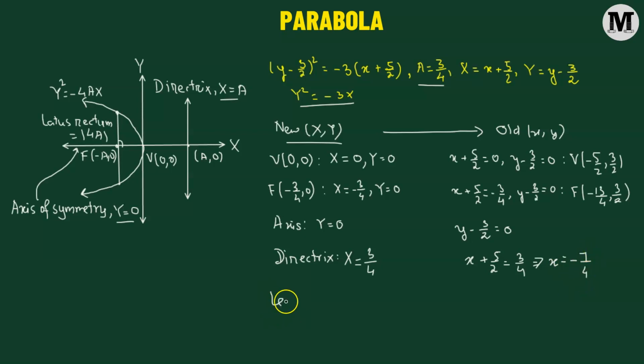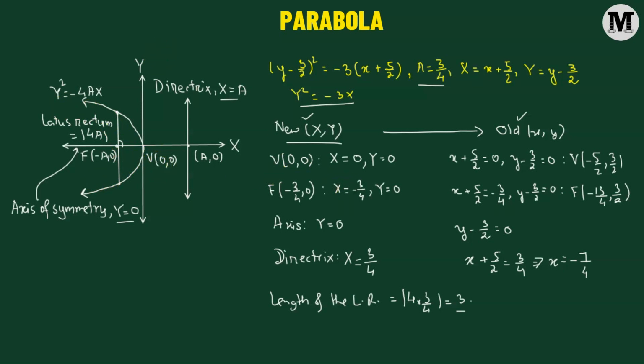And finally, we'll find out the length of the latus rectum. The length of the latus rectum will be equal to the absolute value of 4 times a. So here a is 3 over 4. That means the length of the latus rectum will be 3 units. Now, regardless of the coordinate system we use, be it the new coordinate system or the old coordinate system, the length of the latus rectum is always going to be fixed at 3 units because the shape of the parabola does not change even if we shift the coordinates of the vertex.